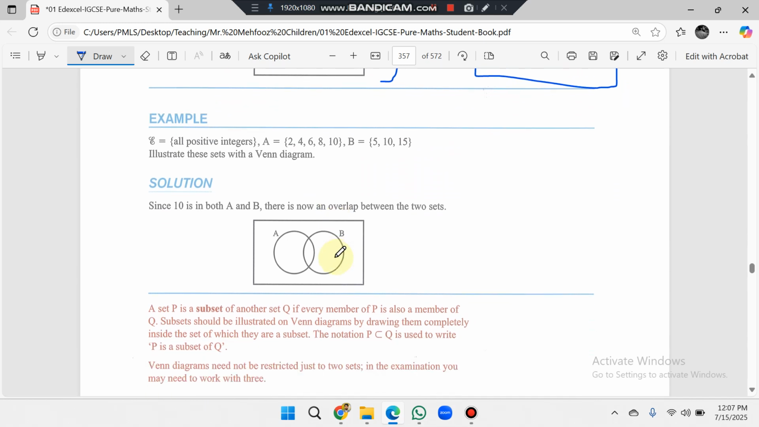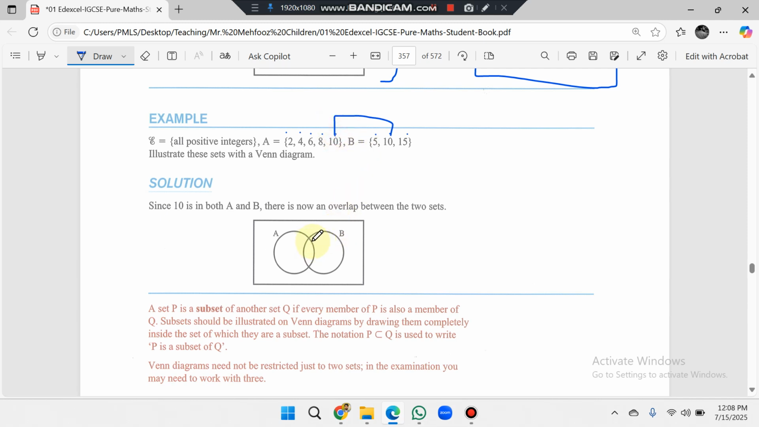Yes. Okay, good. The next example is the same as that, but here is a small difference. Here the universal set is all positive integers. It means that from 2 to infinity, all positive integers. So this is a very big set. This is the universal set according to these two sets. So A is 2, 4, 6, 8, 10, and B is 5, 10, 15, right? Illustrate these sets with the Venn diagram. So you can see that something is common in these two sets. Yes, this is 10 in both sets.